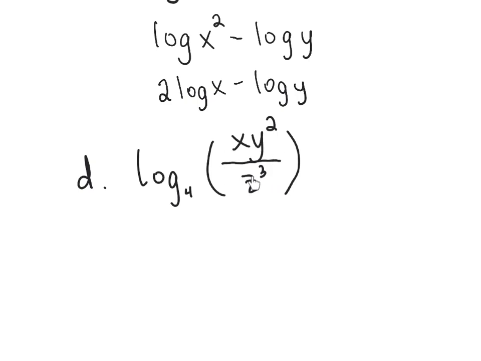So the first expansion we're going to do is expanding the quotient using subtraction. So we're going to have log base 4 of the numerator, xy squared, minus log base 4 of the denominator, z cubed. Now we can expand this product using the product property, which is addition, so we can expand this logarithm into two more logarithms using addition.